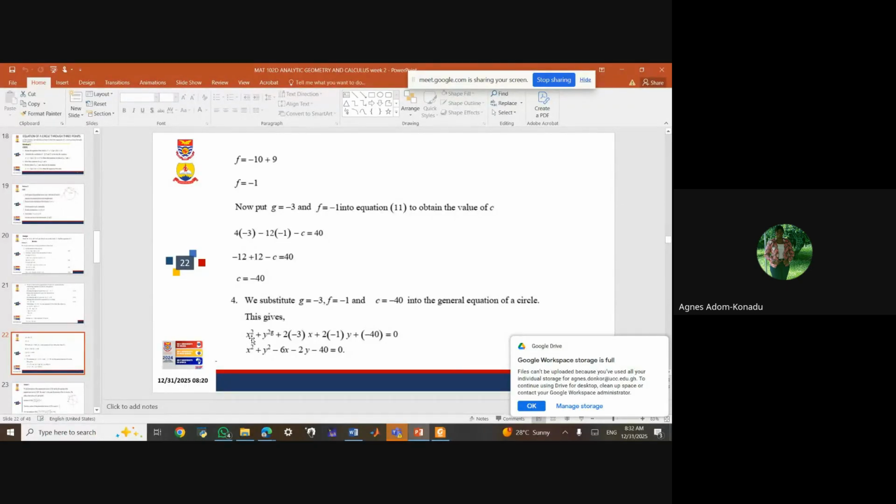So we know that the equation, we said that it is X squared plus Y squared. Please, this J should not be there. It's a typo error. So Y squared plus 2 into brackets minus 3 times X plus 2 into brackets minus 1, Y plus negative 40 equal to 0. You simplify, you're going to get X squared plus Y squared minus 6X minus 2Y minus 40 equals 0. So that's the equation of the circle using the first approach where you substitute the points into the equation.